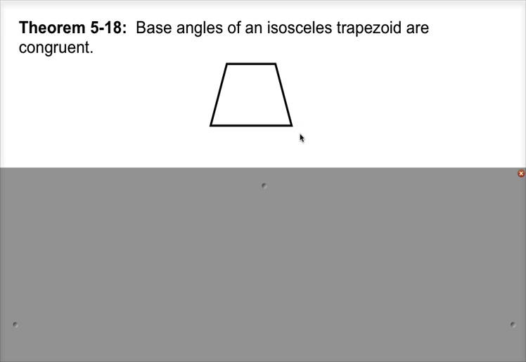Theorem 5.18: base angles of an isosceles trapezoid are congruent. So if you have an isosceles trapezoid, the base angles are going to be congruent to one another.